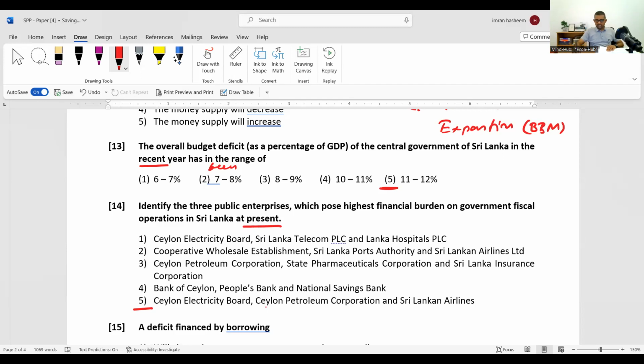Ceylon Electricity Board, CEB. Ceylon Petroleum Corporation, CPC, and our national carrier, Sri Lankan Airlines. These are the 3 biggest culprits, putting the biggest burden on the national budget by making truly successful losses. Because even to make losses of that scale, you have to have a skill, right?